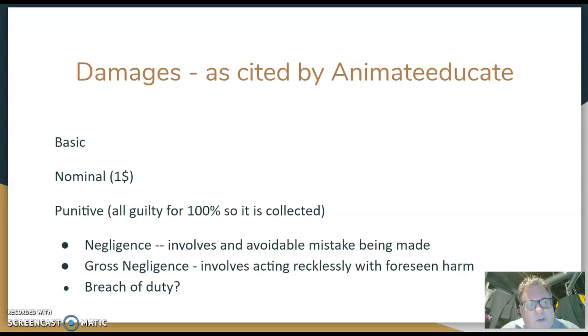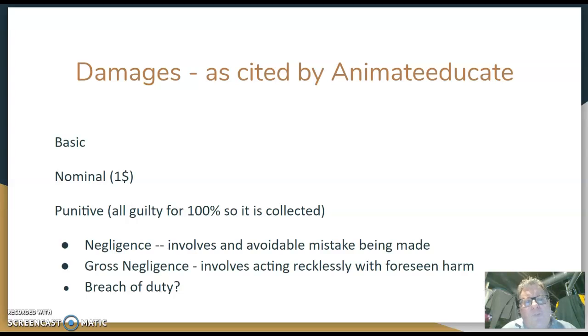Damages, again, as cited in the video, would be just basic damages, making someone whole, maybe repairing property or something like that. Nominal damages, oftentimes in court, comes out to be finding the guilty $1 or something like that, or punitive. And that takes in the emotional suffering, pain, all that kind of thing. And it gets complicated as to how and what degree fault is found. Sometimes all members are just found 100% guilty so that the damages are collected.